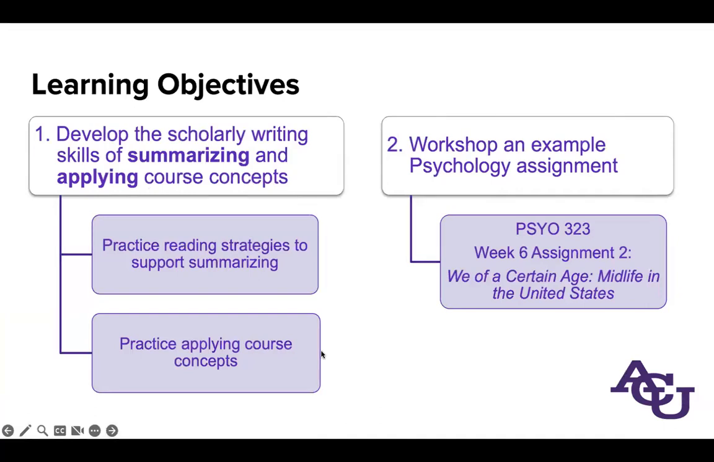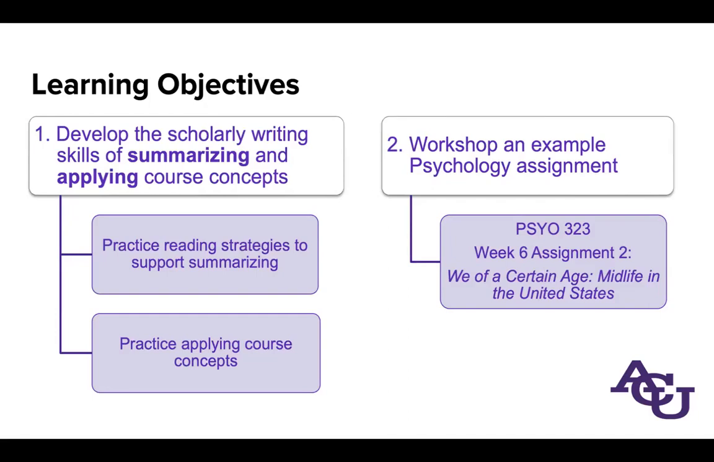So the learning objectives for this webinar are first to think about developing our scholarly writing skills of summarizing and applying course concepts. So to do that, we're going to talk about summarizing and application, and we're going to practice some reading strategies and go over what strategies you might use to support your summarizing skills. Then we're also going to talk about practicing applying course concepts.